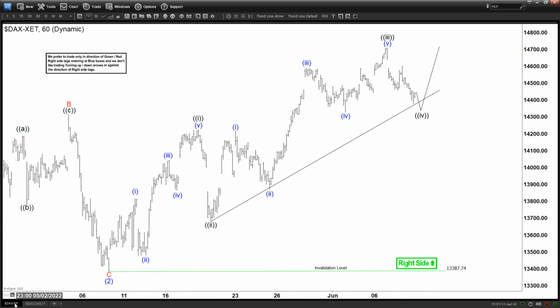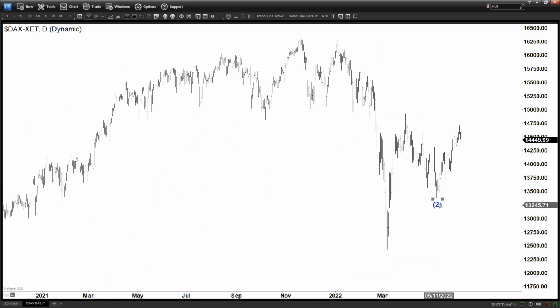So let me put some of these important labels. This wave 2 in the intermediate degree is this one. So if this is wave 2, then that means this is your wave 1, right? And that means the starting point is this one, is March 2022, right? March 2022. So that's the key, right?